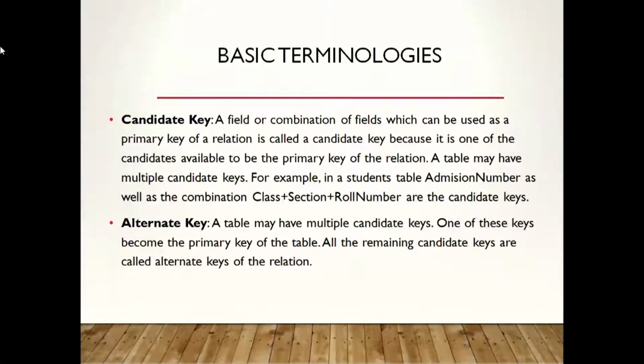Then alternate key. A table may have multiple candidate keys. One of these keys becomes the primary key of the table. All the remaining candidate keys are called the alternate keys of the relation.